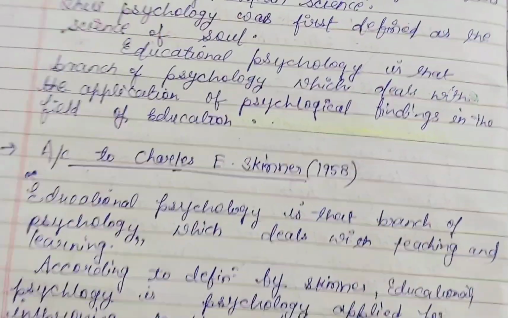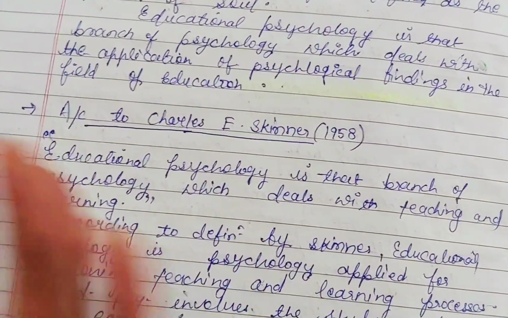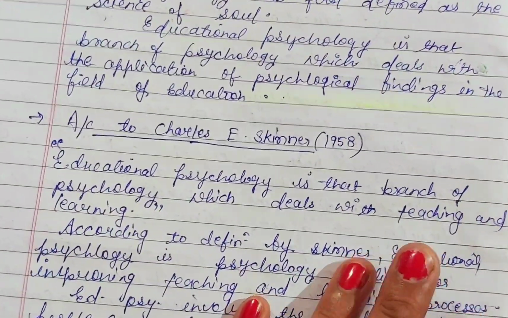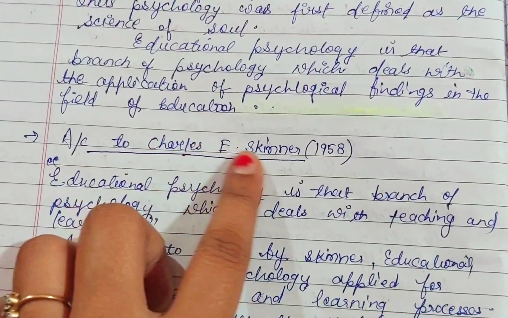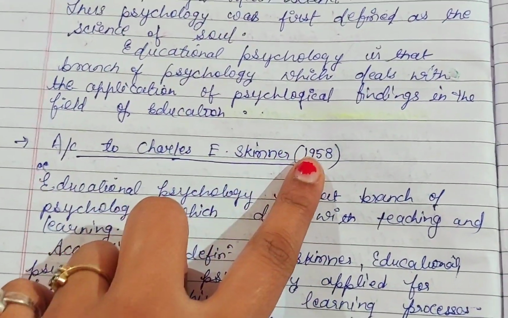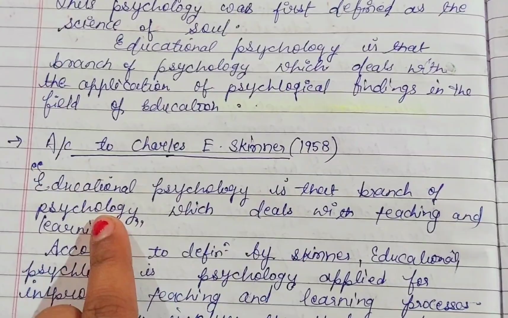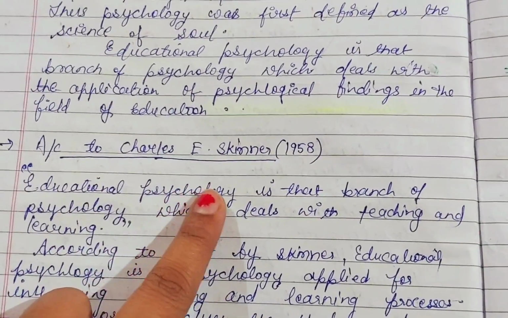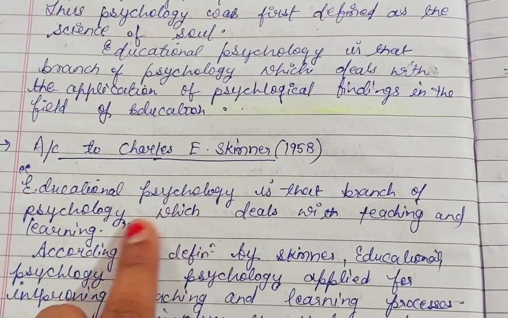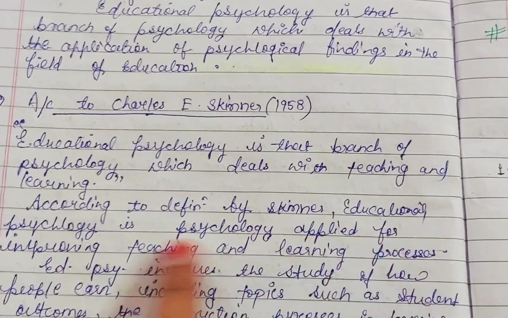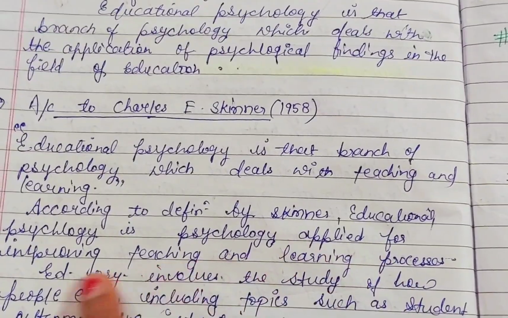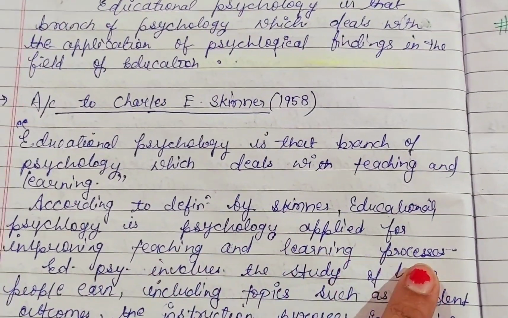According to different scientists, different definitions were given. One by one, we'll go through at least four definitions. According to Charles E. Skinner, in 1958, educational psychology is that branch of psychology which deals with teaching and learning. According to Skinner's definition, educational psychology is psychology applied for improving teaching and learning processes.